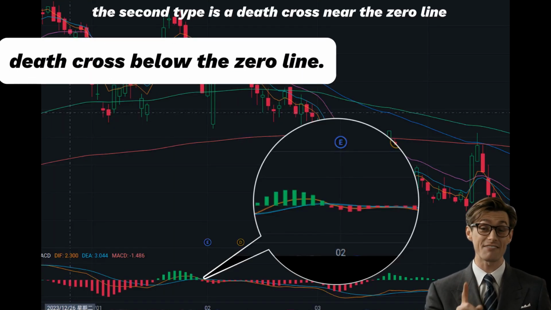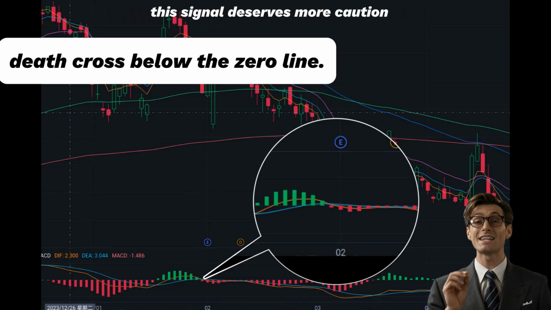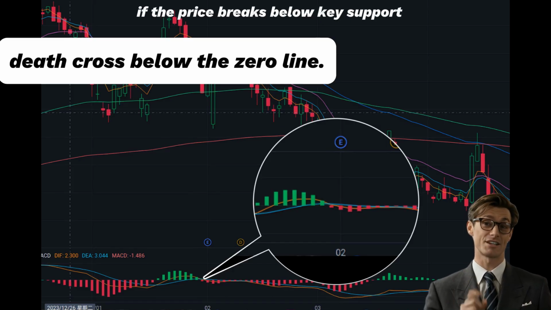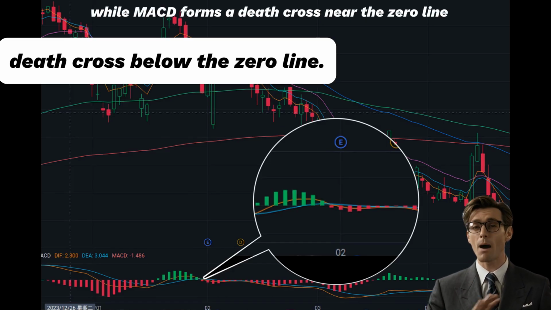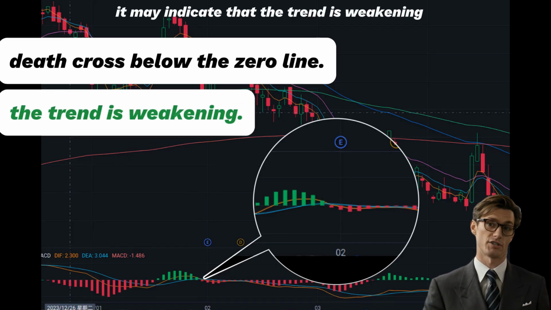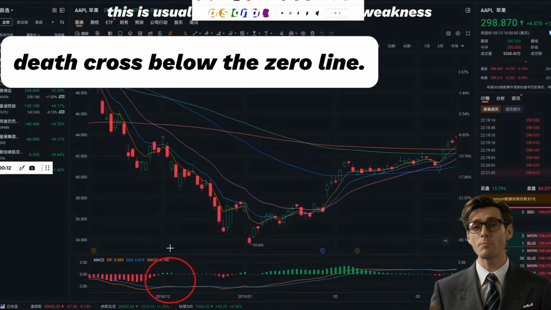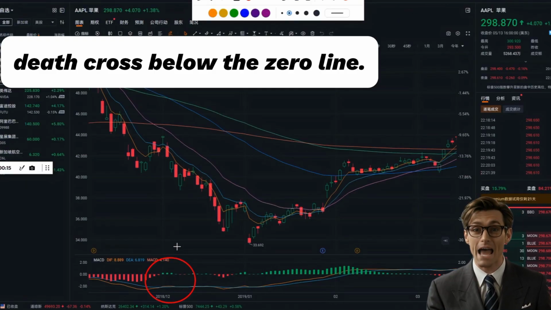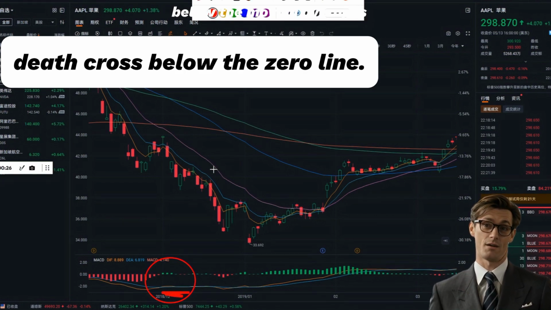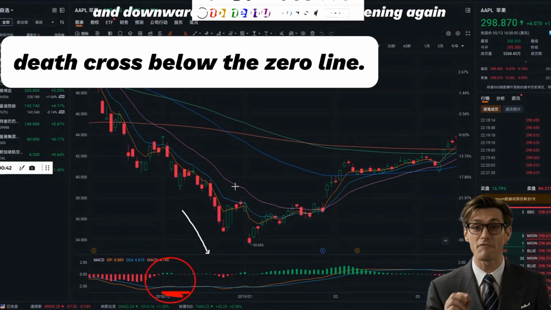The second type is a death cross near the zero line. This signal deserves more caution, because the zero line is where bullish and bearish forces often shift. If the price breaks below key support while MACD forms a death cross near the zero line and the green bars begin to expand, it may indicate that the trend is weakening. The third type is a death cross below the zero line. This is usually a signal of continued weakness. If MACD is already below the zero line and the price is also trading below the moving averages, another death cross may mean the rebound has failed and downward momentum is strengthening again.